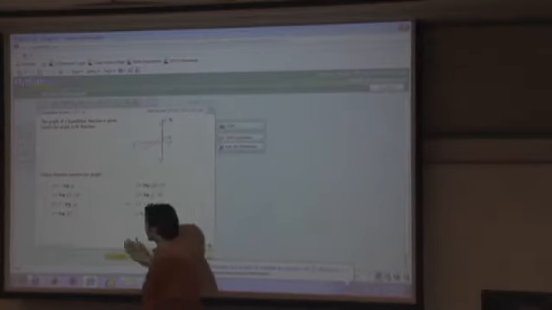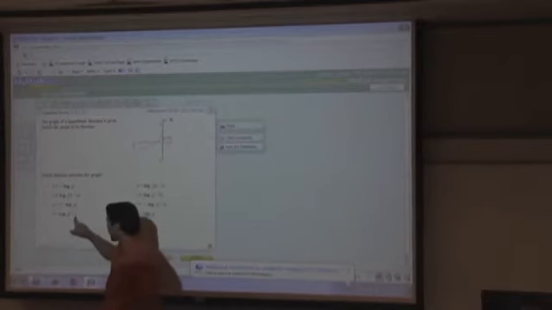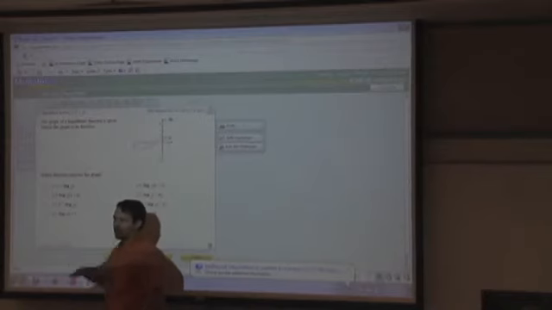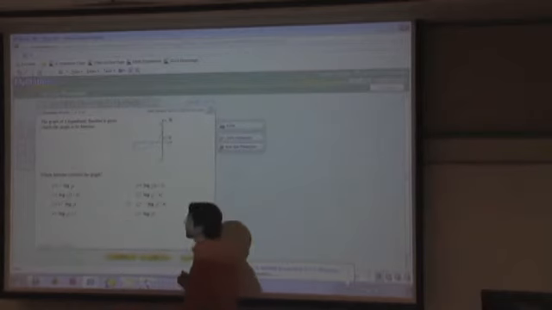And then as a last resort, can this be the one? Well, what happens when I add or subtract 1 outside of my function? It shifts up or shifts down, right? Because it's negative, it shifts down. How do I know that this is not shifted?